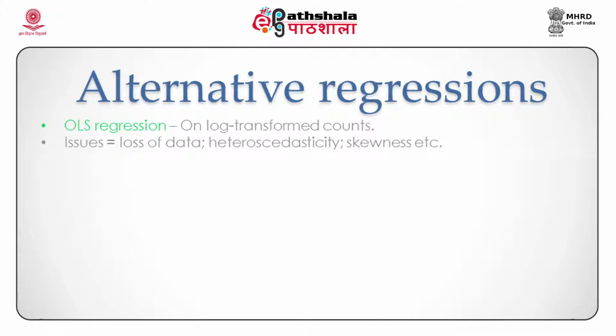Actually, the situation where we have a large or an excess number of zeros qualifies for an additional regression model called the ZIP model, and we shall revisit this later. So although OLS regression can be a useful starting point, there tend to be many issues with these kinds of models. Firstly, as I said, the loss of data.